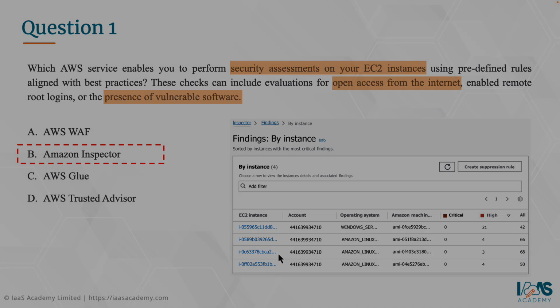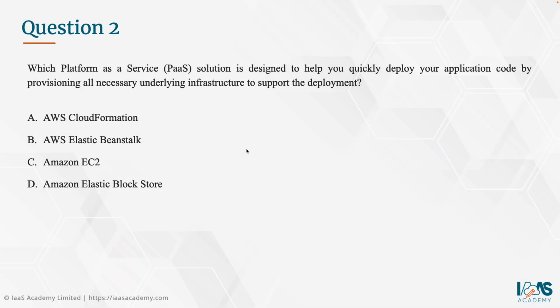Right, let's move on to question number 2. Okay, so question number 2 is, which platform as a service solution is designed to help you quickly deploy your application code by provisioning all necessary underlying infrastructure to support the deployment? You've got CloudFormation, Elastic Beanstalk, EC2, and Elastic Block Store.